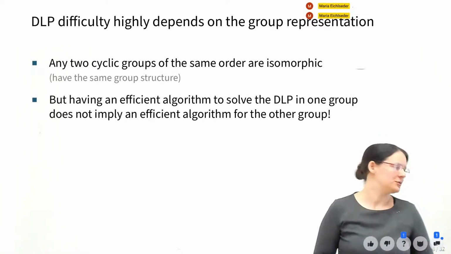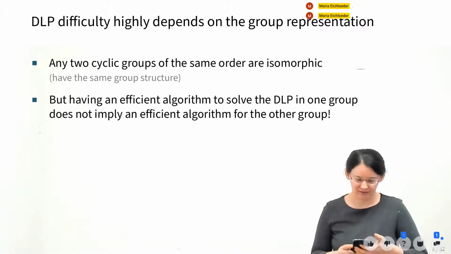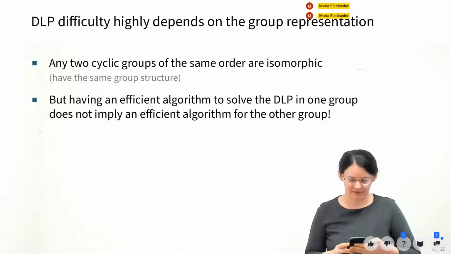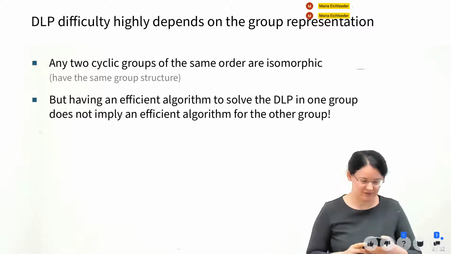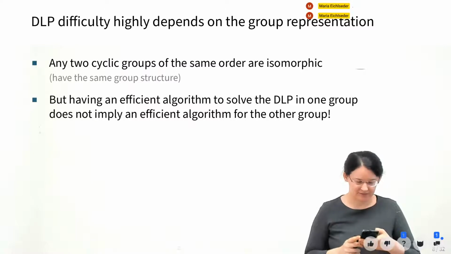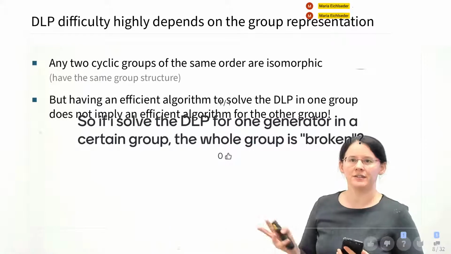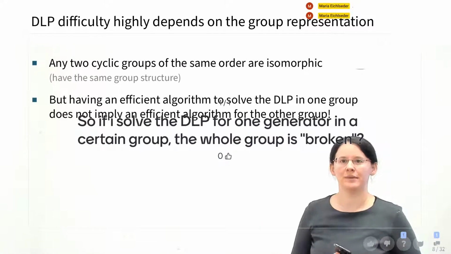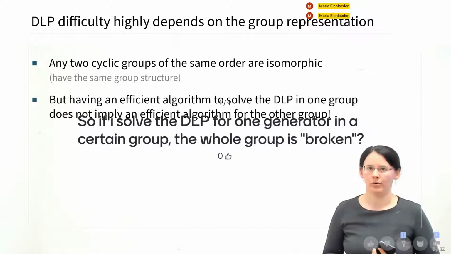Now this sounded a bit abstract, and I see we have a comment here, so let's have a look at that. Assuming I can log in here again. So the question is, sorry, it's a bit hard to read. So if I solve the DLP for one generator in a certain group, the whole group is broken.